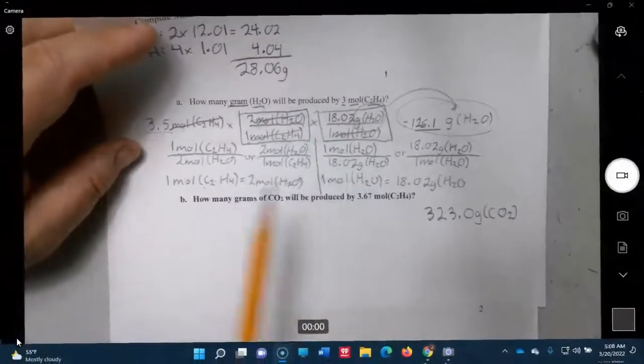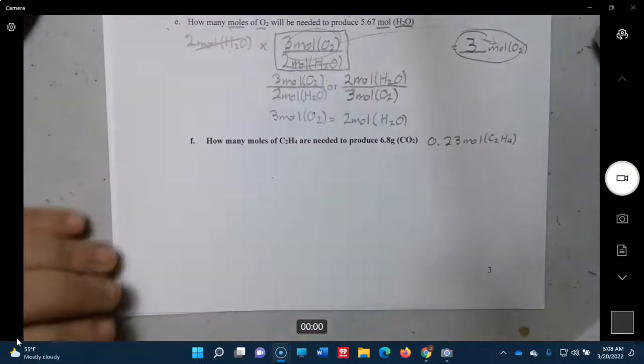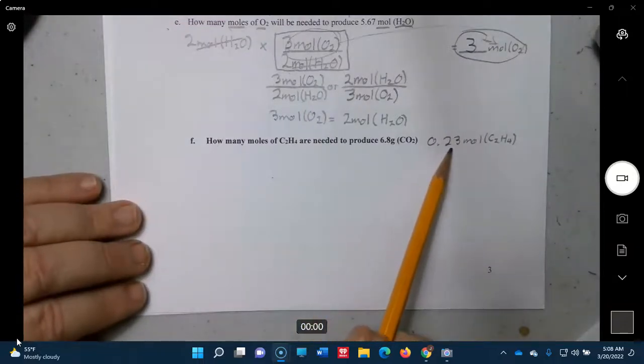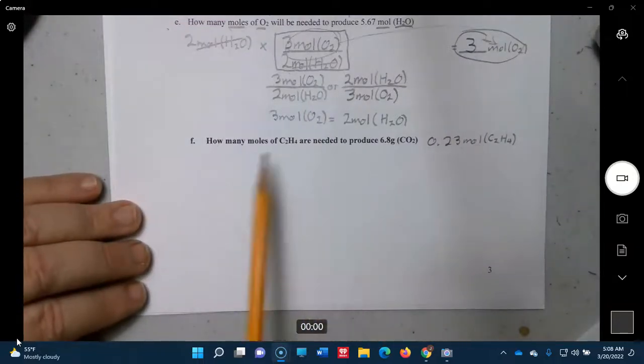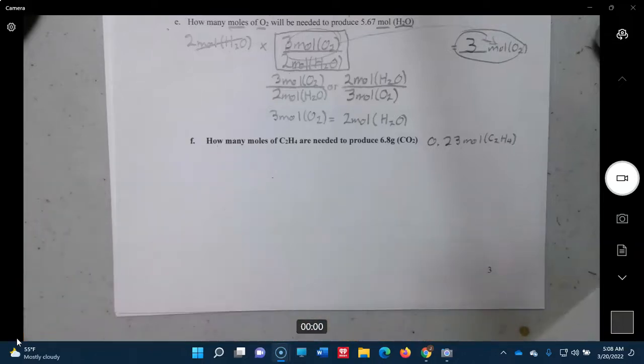Alright, so I'm going to give you the answers to the problems that I left for you to do, but these are the ones I'm going to check. You have to show all the work. So it's 323 grams of CO2 is the answer to 1B. And for 1F, it's 0.23 moles of C2H4. Okay, so show all the work that I showed in the problems up above, and I'm going to check those problems.